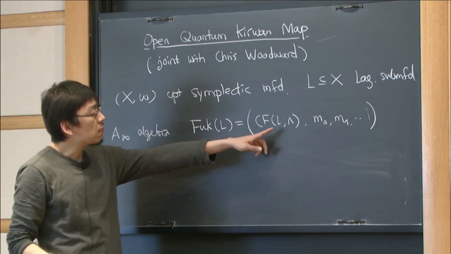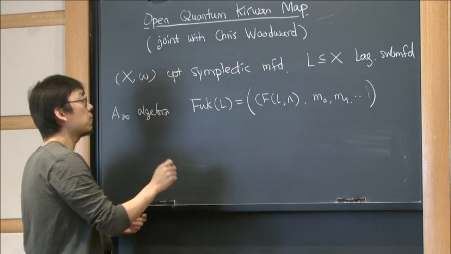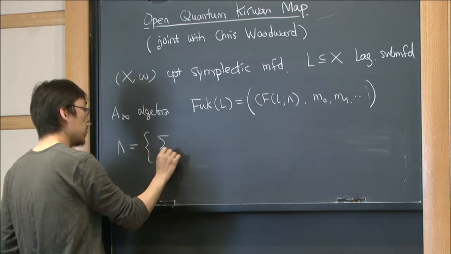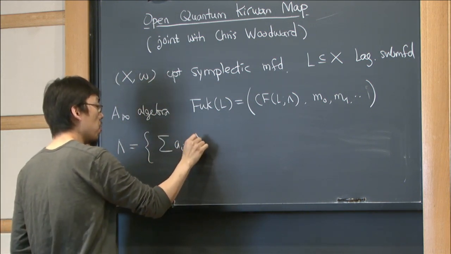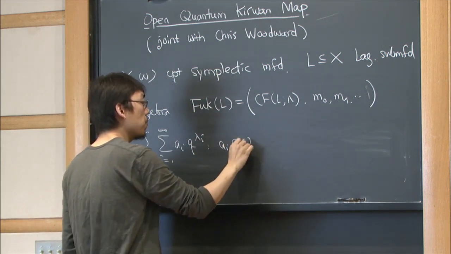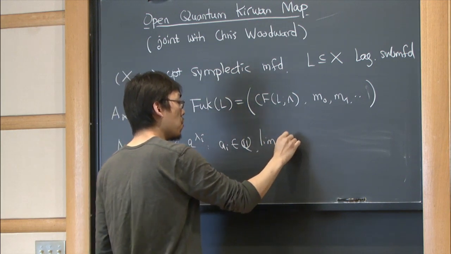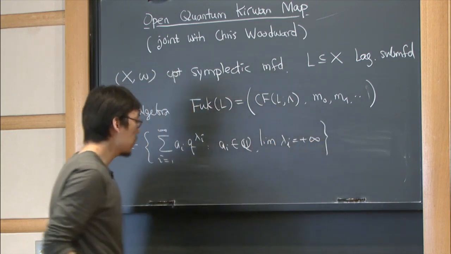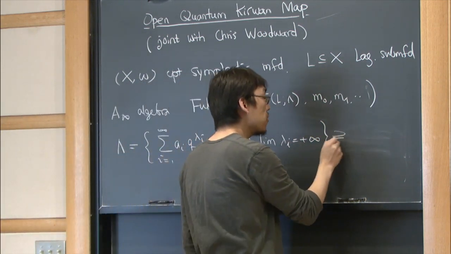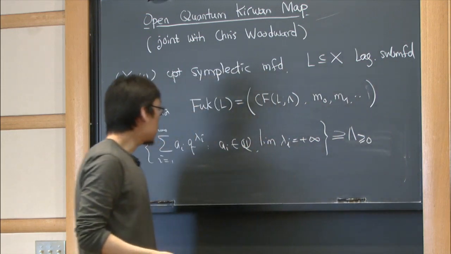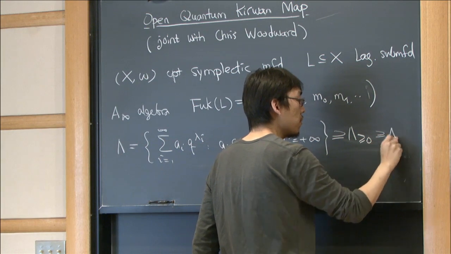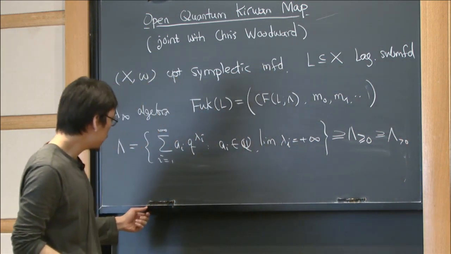And this chain group is defined over a coefficient field called a Novikov field, where we take rational coefficients. Inside this field, there are two subrings: the subring of series of non-negative exponents and the subring of positive exponents.